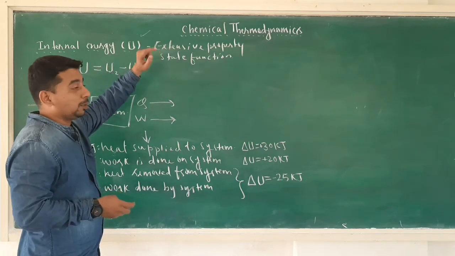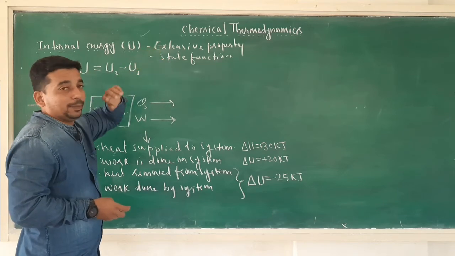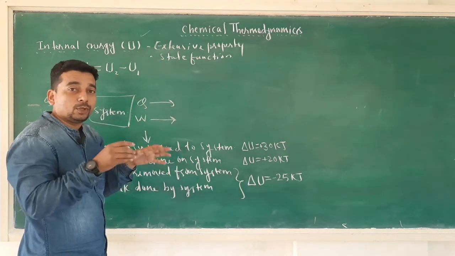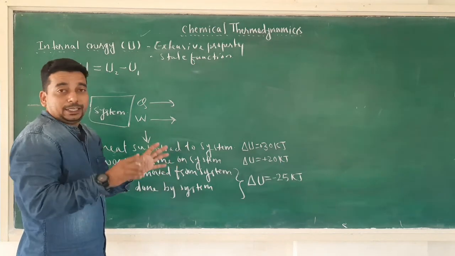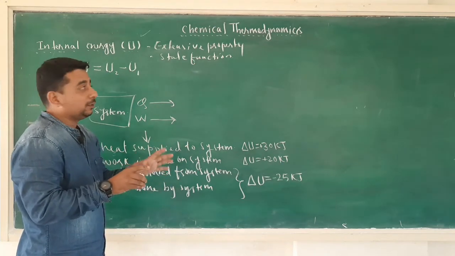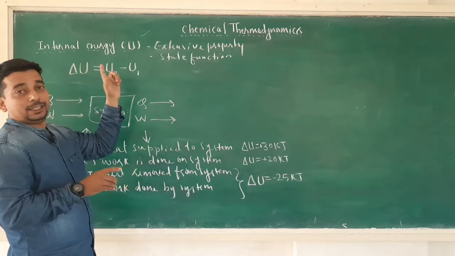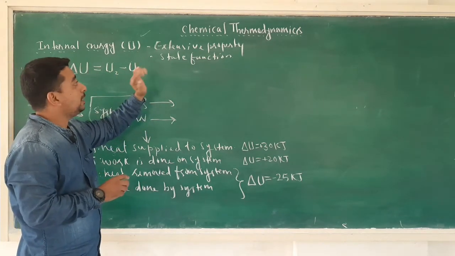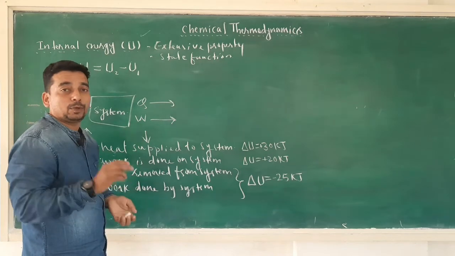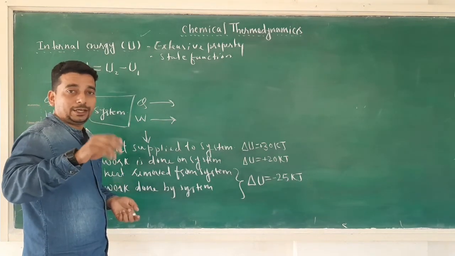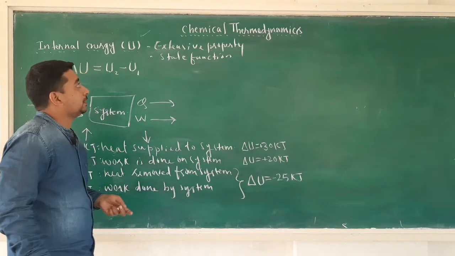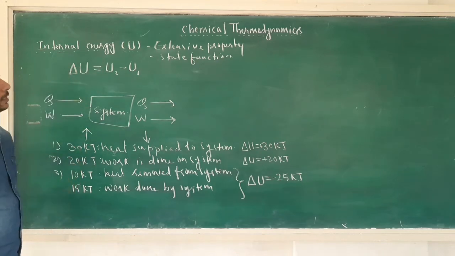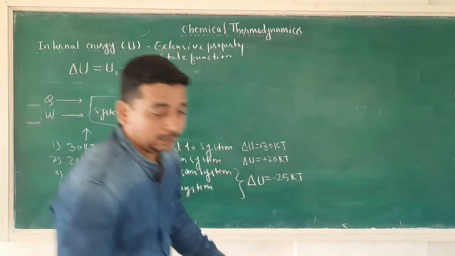Now what do you mean by extensive property and state function? Extensive property means any property of the system that depends upon the amount of substance present in the system. So internal energy is an extensive property. The second is state function. Internal energy U is a state function. State function means any property of the system that depends upon the current state of the system. So internal energy is an extensive property and state function. Now let us continue with the next topic.